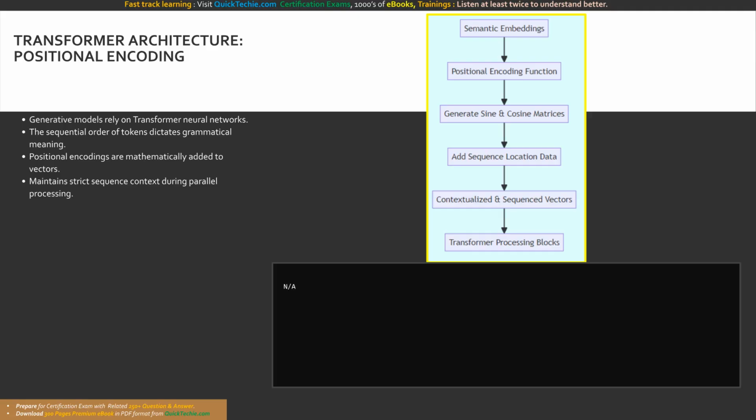This flowchart highlights the critical positional encoding step. The semantic embeddings flow into the positional encoding function, which generates mathematical sine and cosine matrices.